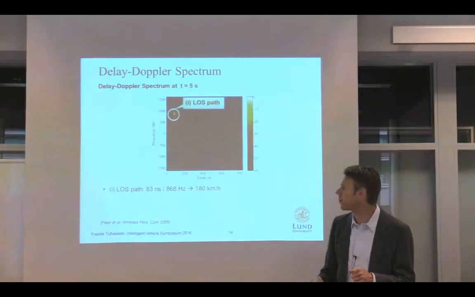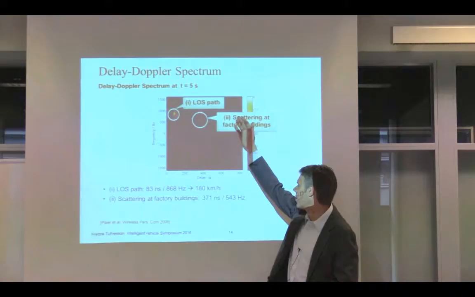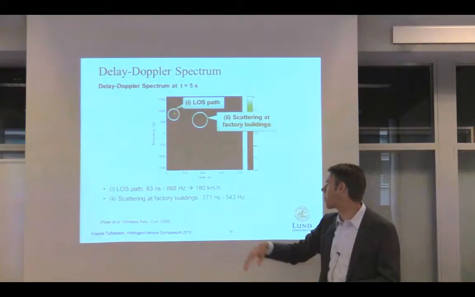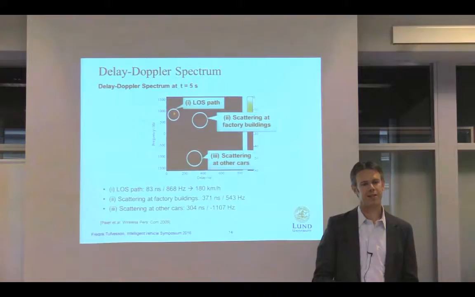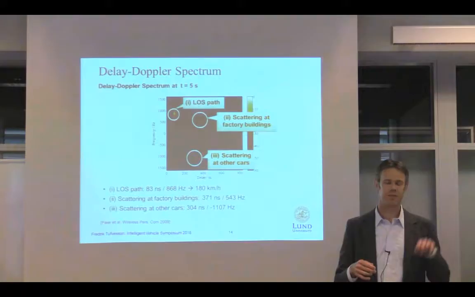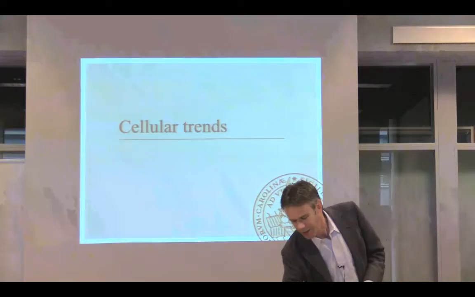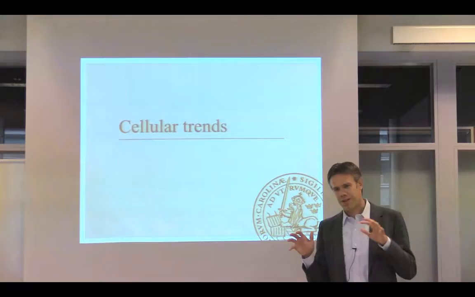And then we have the scattering at factory buildings. Now we're approaching it a little bit so that we get 500 hertz Doppler. And then we have scattering at the other cars. And then we actually get a negative one. It means that, in this scenario, it's something reflecting that is a little bit behind. So this was now what we have in the radio channel at the vehicle side.